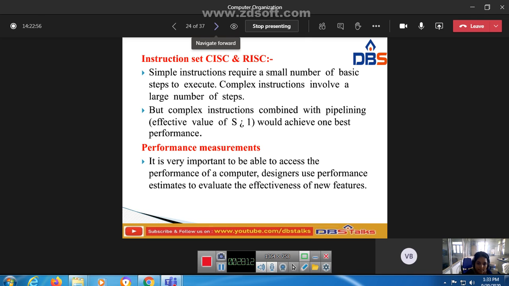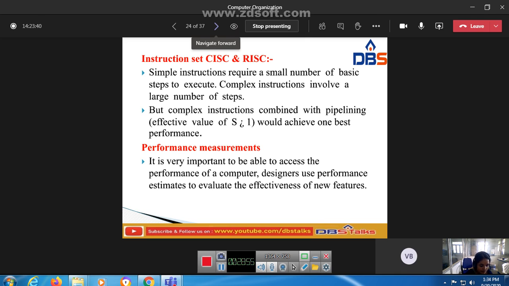Next, coming to performance measurement. It is very important to be able to assess the performance of a computer. Designers use performance estimates to evaluate the effectiveness of future designs. The performance of a computer is given by the execution time T for a program of interest. In spite of the performance equation being so simple, the evaluation of T is highly complex. Parameters like clock speed and various architectural features are not reliable indicators of the expected performance. Measurement of computer performance using benchmark programs is done to make comparison possible.